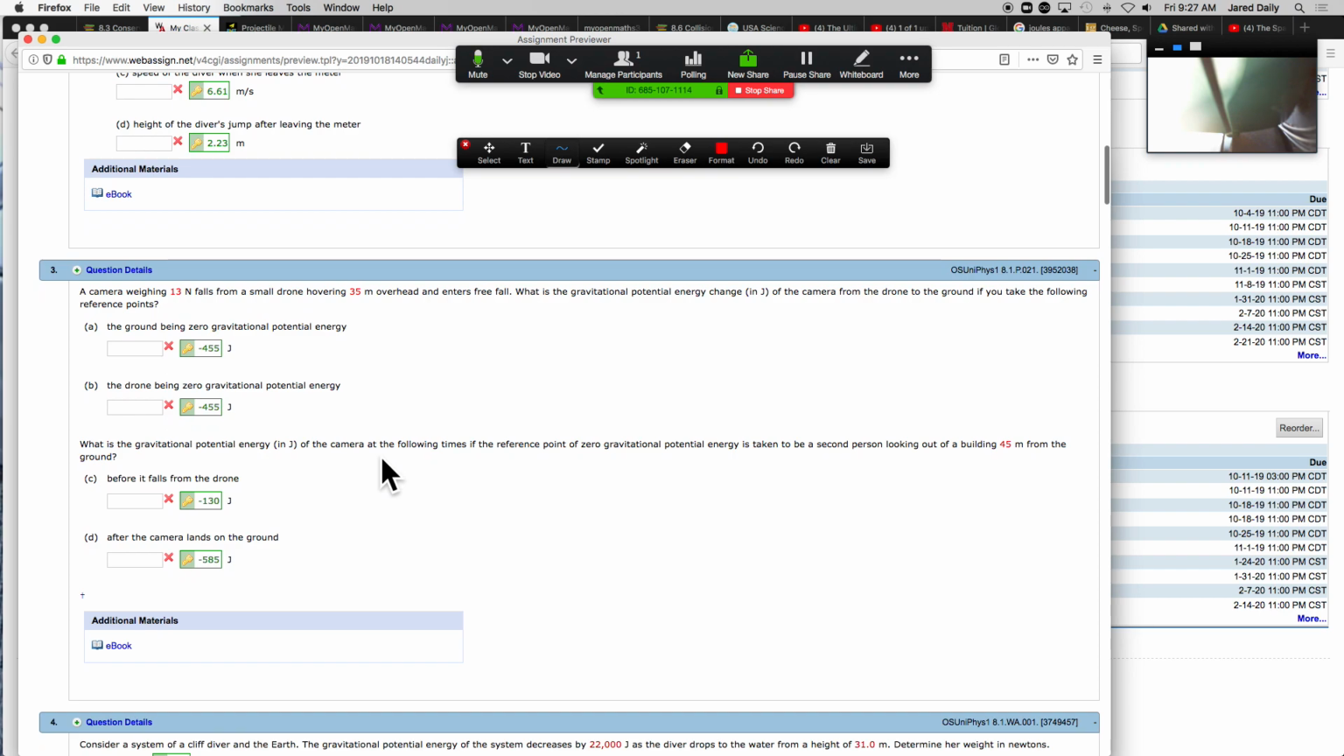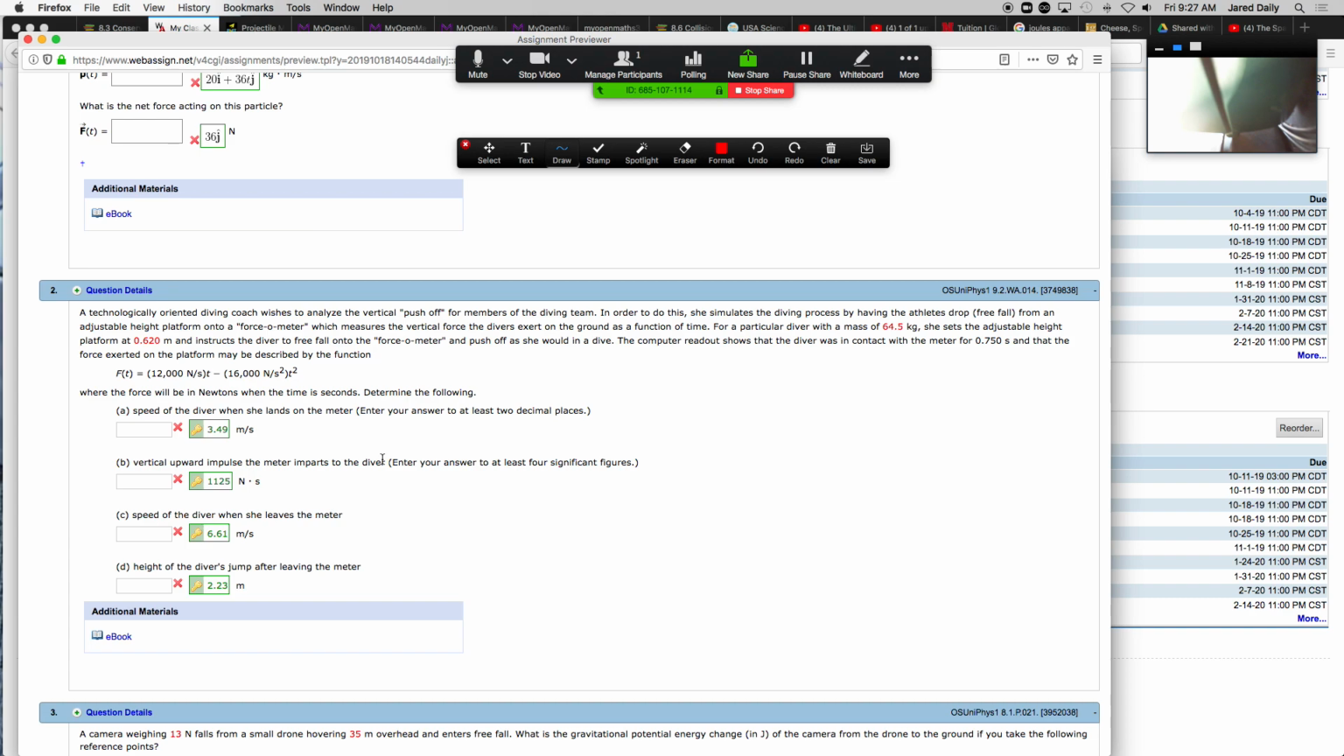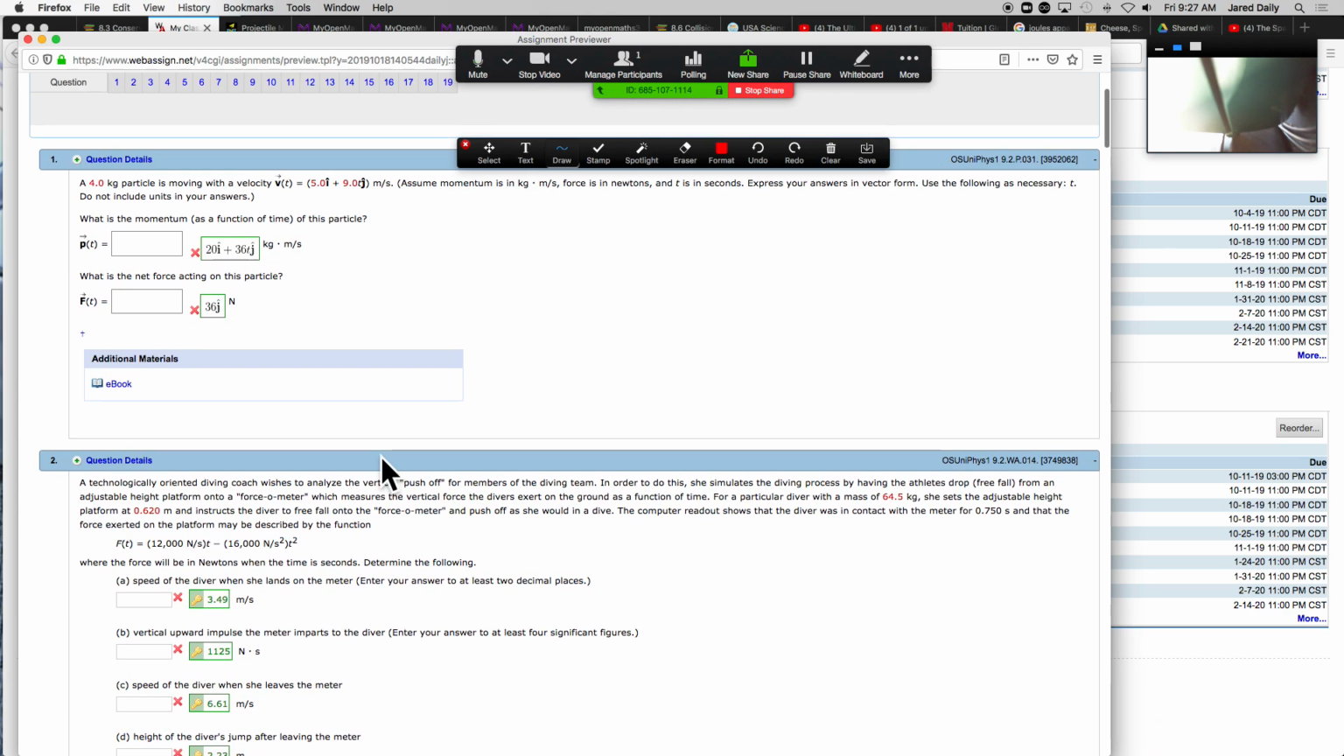How did everybody do on the first 3 problems, which I think are some of the more challenging ones in this assignment? Or the first 2, probably. Is anybody still struggling to get the first 2 done, where we're using vectors and a little bit of calculus? Or did we get those cranked out?